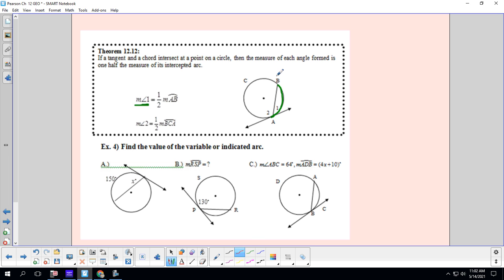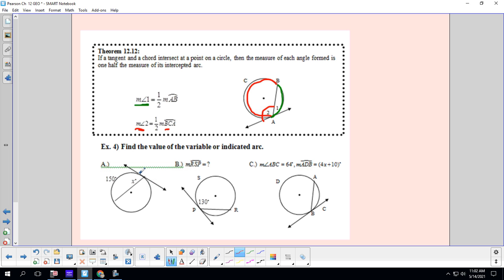But we have another beautiful piece of it. This guy here, BCA, angle 2 is equal to half that arc. So we get 2 for the price of 1. We know what angle 1 can be, and we know what angle 2 can be. So let's take a peek at some example problems. We're going to find the value of variable or the indicated arc.